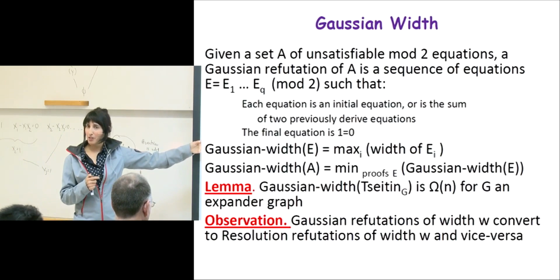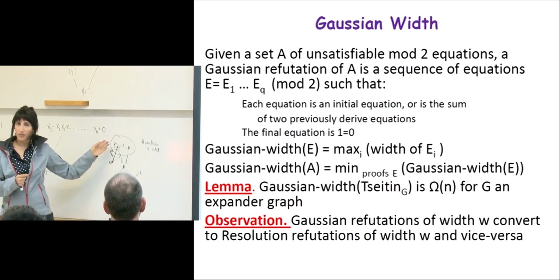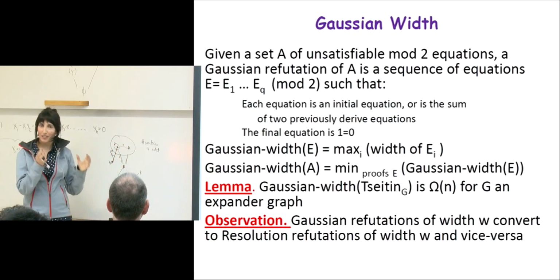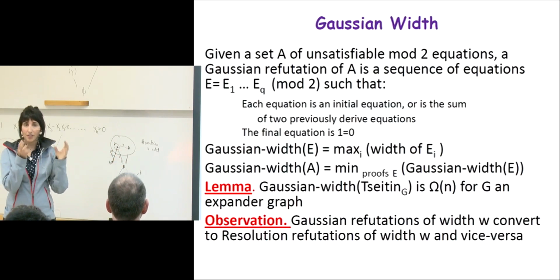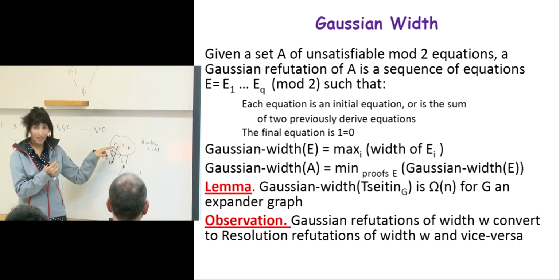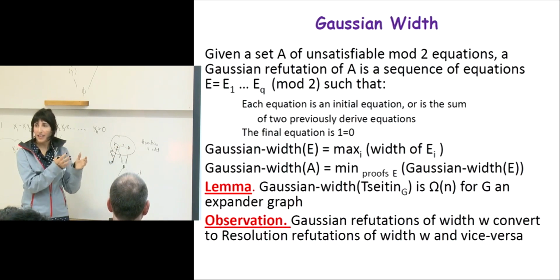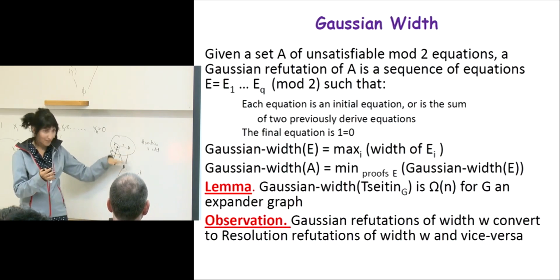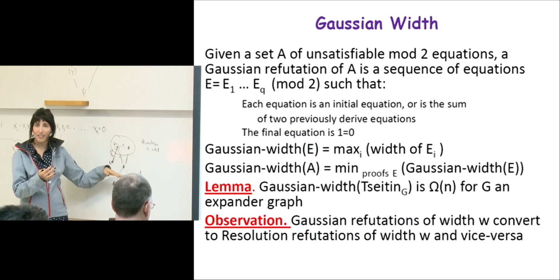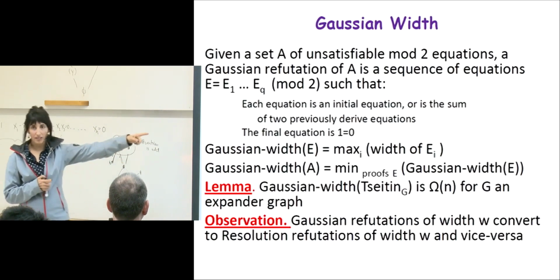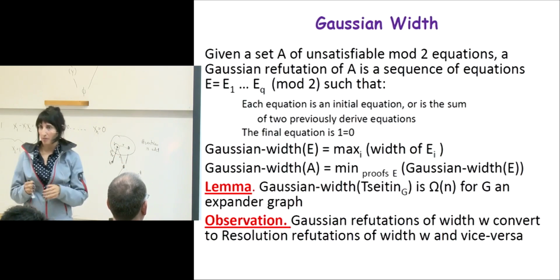And using the exact same argument I showed you before, you can show that for a Gaussian proof the width is high, as long as this graph is an expander graph. So if you start with a three-regular graph that's a big expander, at some point you're going to have to derive a line that was derived from roughly half of the initial equations, some subset of, say, half of the nodes. And for that line, the boundary variables, the variables that go from there out, all occur exactly once, so they're all still going to be in there. Okay, so expansion of this graph tells you that any Gaussian proof has to be wide. Does that make sense? Same thing we did before.